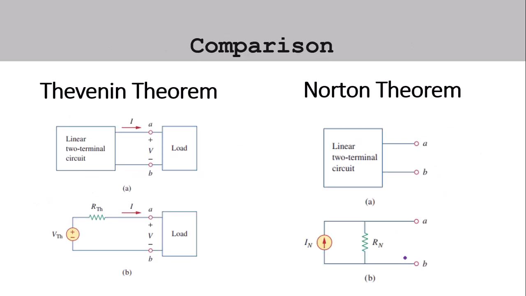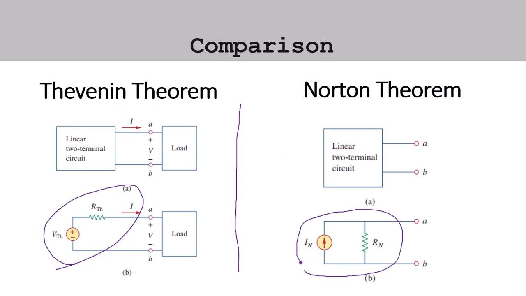So you can see here there is a comparison given also. How are the two theorems different? In Thevenin we talk about VTH in series with RTH, and here we talk about I Norton in parallel with R Norton. RTH and R Norton are exactly the same. VTH is the open circuit voltage across the load, while Norton current is the short circuit current across the load. Okay, this is the difference.